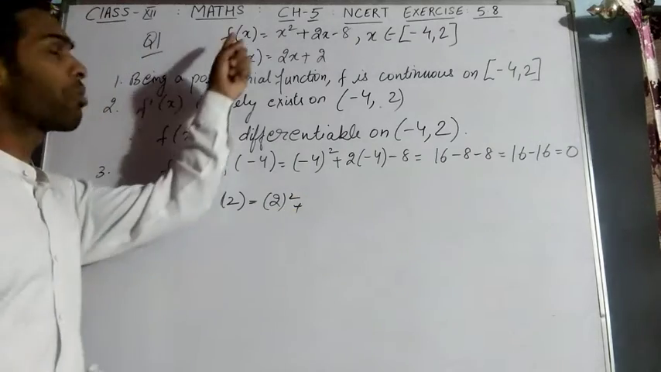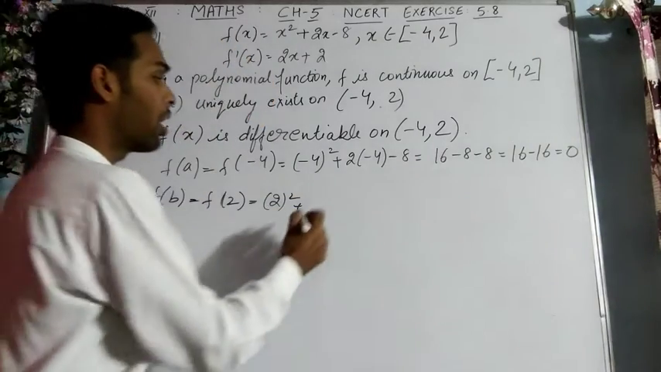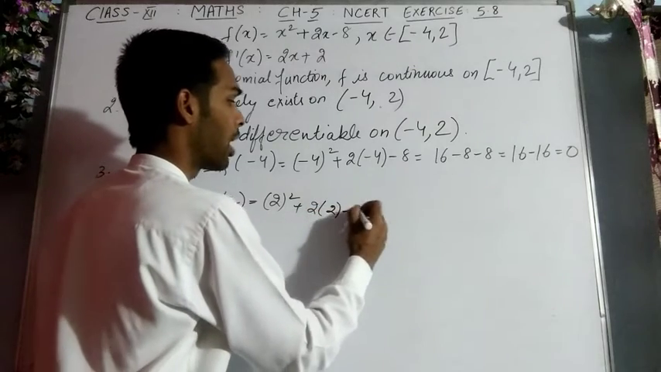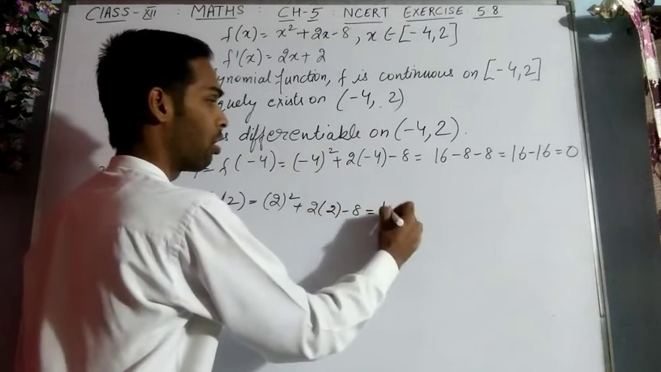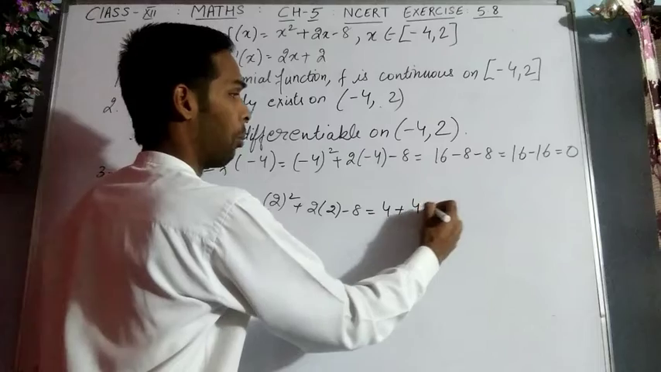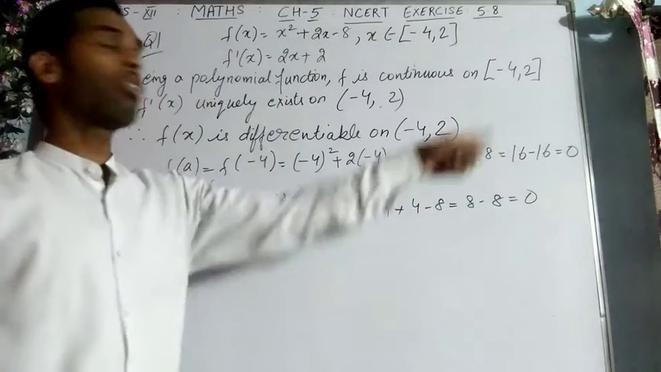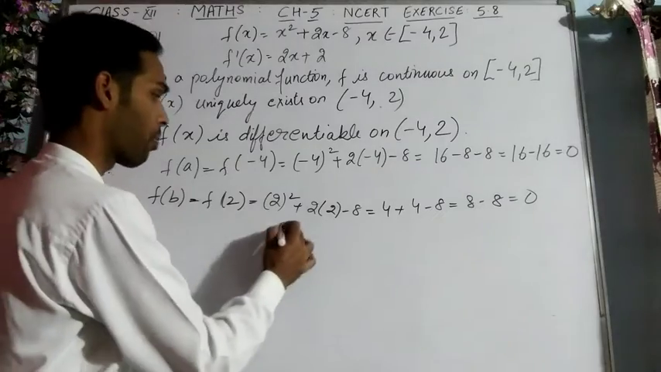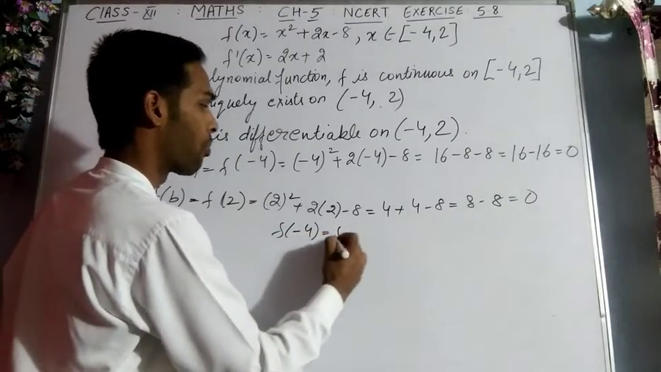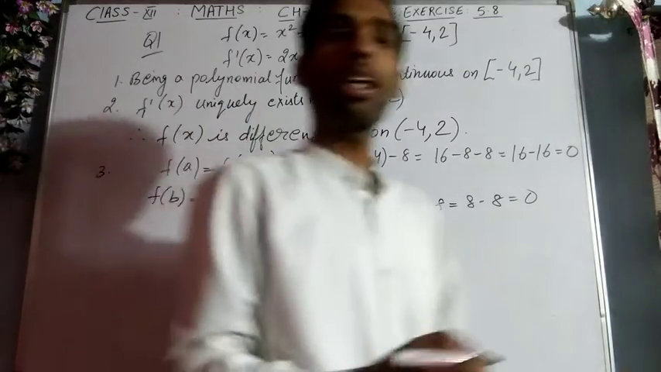ध्यान दीजिएगा, f of x में पुट करना है, f dash x में नहीं. Then plus 2 into 2 minus 8. 2 का स्क्वायर इज 4, plus 4 minus 8. So 8 minus 8 is equals to 0. So both values are same, that is f of a, that is f of minus 4 is equals to f of 2. ये दोनों वैल्यूज आपके पास कैसी आ रही है स्टूडेंट्स?